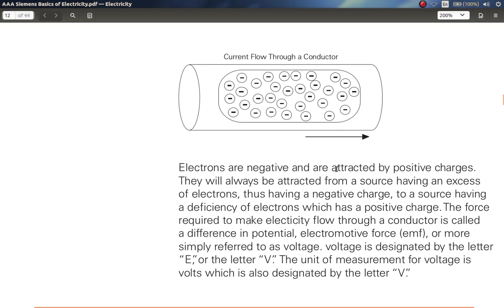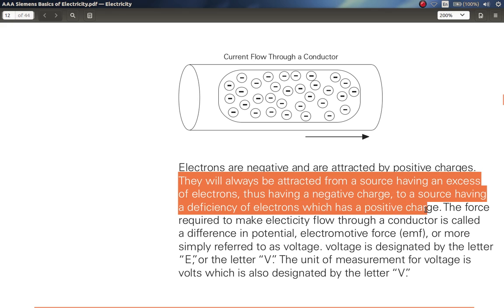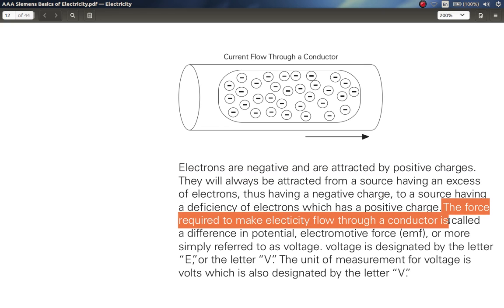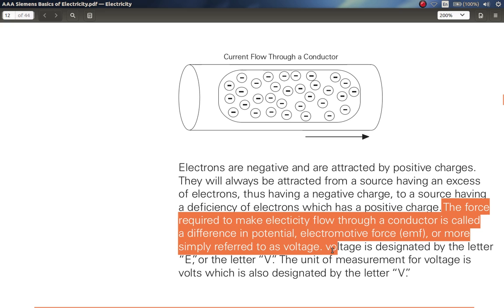Electrons are negative and are attracted by positive charges. They will always be attracted from a source having an excess of electrons, thus having a negative charge, to a source having a deficiency of electrons, which has a positive charge. This force required to make electricity flow through a conductor is called a difference of potential, electromotive force, EMF, or more simply, voltage.